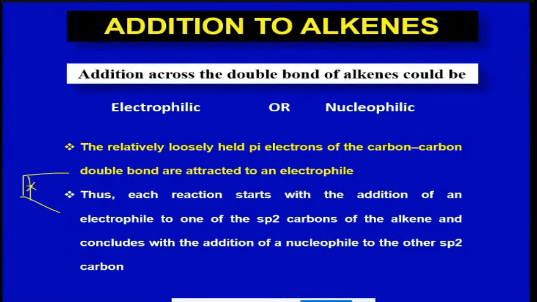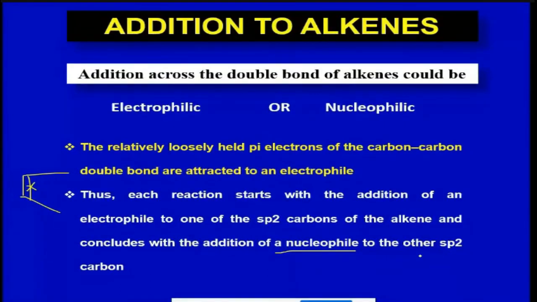Actually, in addition, a whole molecule is added across. Yeah, parts of the molecule are added across the double bond on the two sp2 hybridized carbons. So the pi electrons from between these two sp2 hybridized carbons will attack the electrophilic part of the molecule first, and that will leave these carbons electron deficient, which will allow the nucleophile to attack the other sp2 carbon. We will see that in the mechanism later on, but this is how the reaction proceeds.